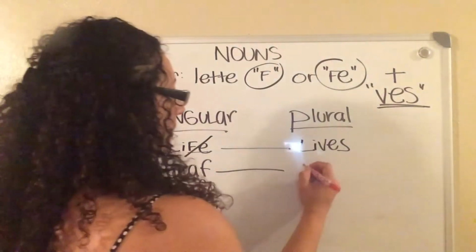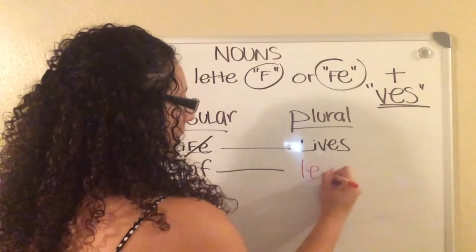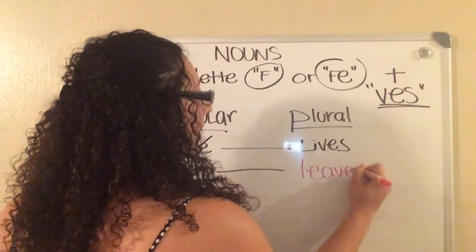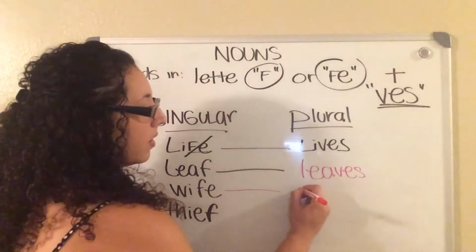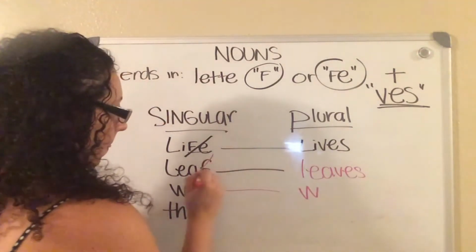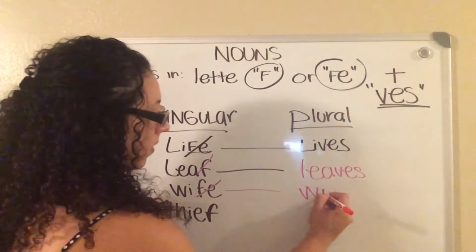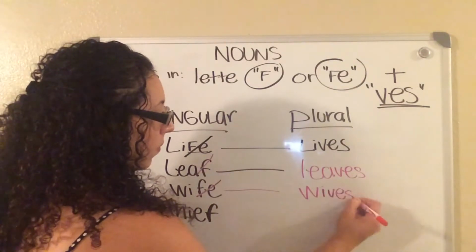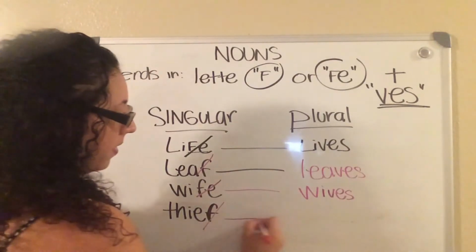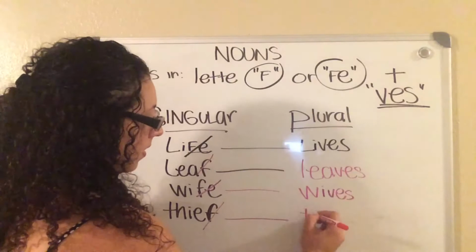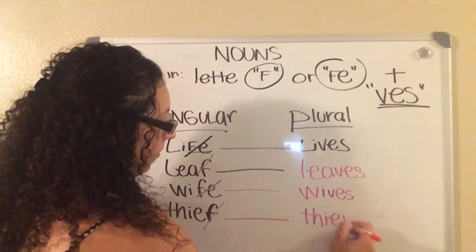Leaf, leaves. Wife, wives. Thief, thieves.